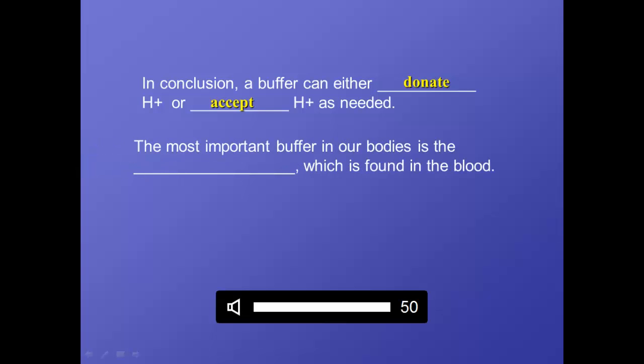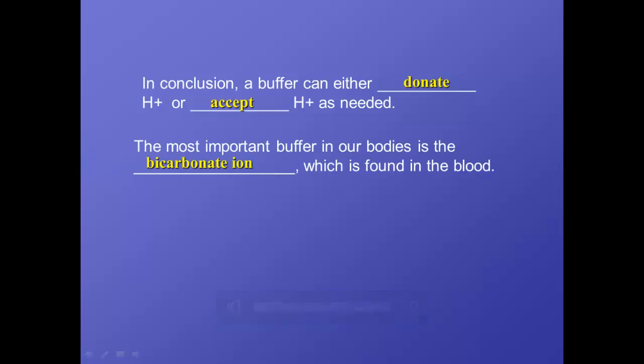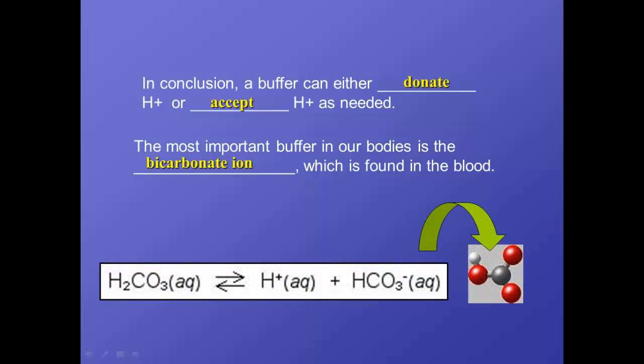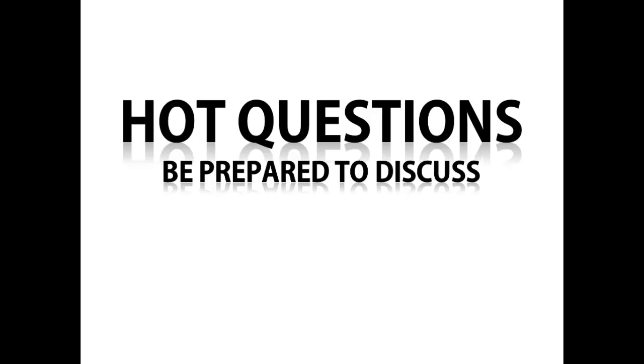The most important buffer that we're going to talk about this week is the bicarbonate ion, and we find that in the blood. Looks like this. This is the bicarbonate ion here, and we'll learn a lot more about that when we talk about the respiratory system. Make sure you come to class with your hot questions all about buffers.